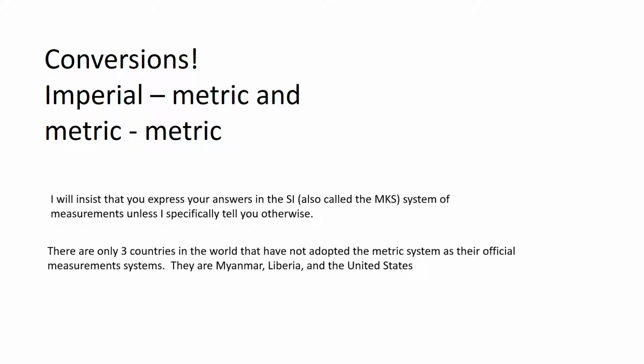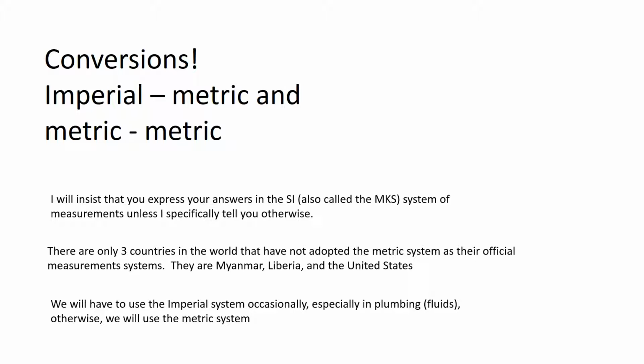There are only 3 countries in the world that have not adopted the metric system as their official measurement system. Those are Myanmar, Liberia, and the United States. It makes it difficult because we look at things a little bit differently and we don't have a real good handle on how the metric system goes. Occasionally, we will use the imperial system, especially in plumbing. For whatever reason, since we still use the imperial system, whenever you go to the hardware store and try to do plumbing, you will have to buy things in the imperial system.